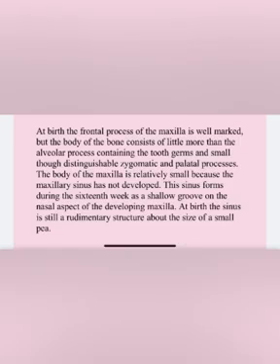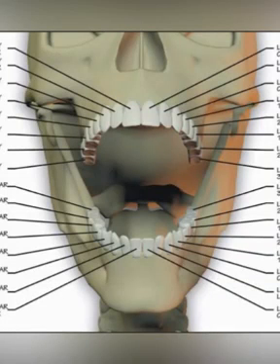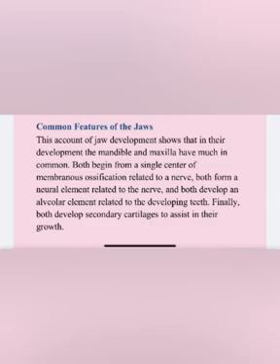So you need to know that there are common features regarding the development of the jaws, that's the upper and the lower jaws, that's the maxilla and the mandible. Both the development of the maxilla and the mandible begin from a single center of membranous ossification related to a nerve.